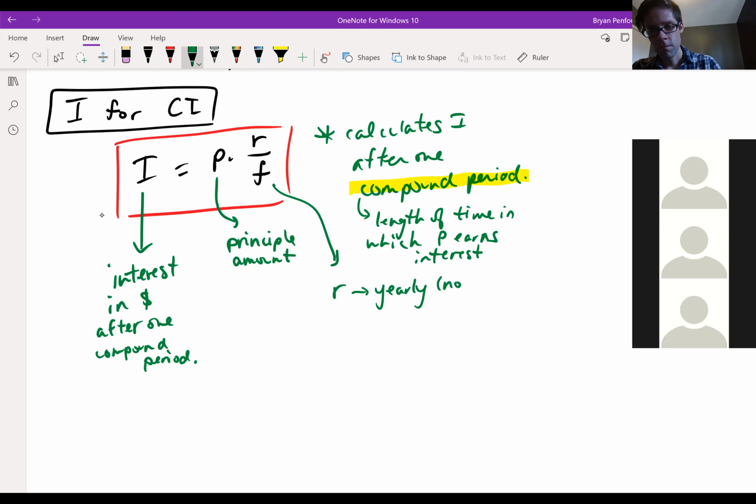Is the little scribble after the P a star? Yes, it's going to be a multiplication. Yeah, so P times this fraction. Yeah.